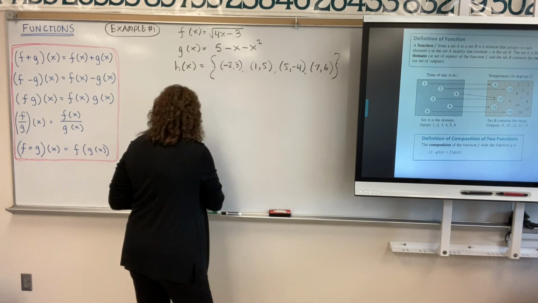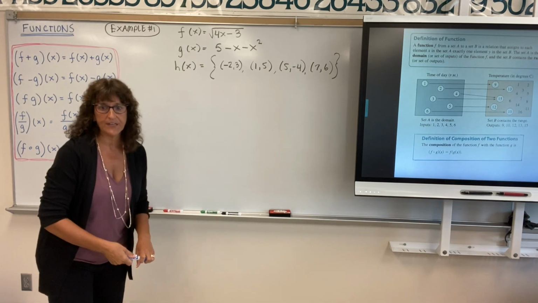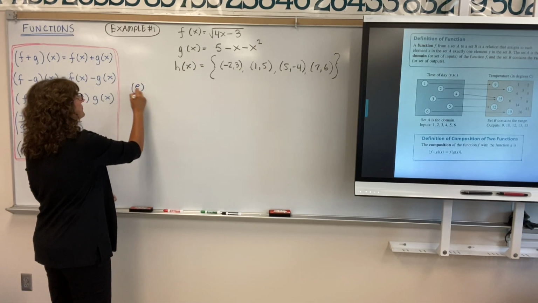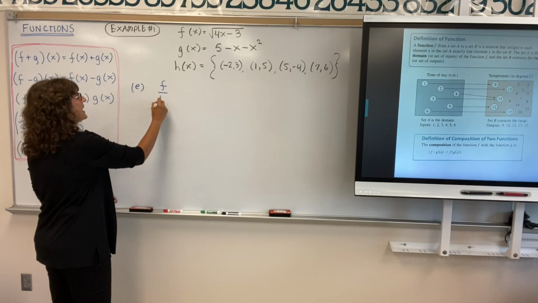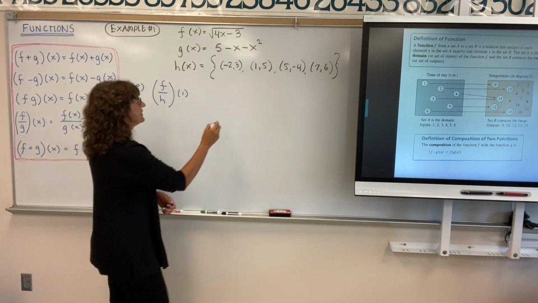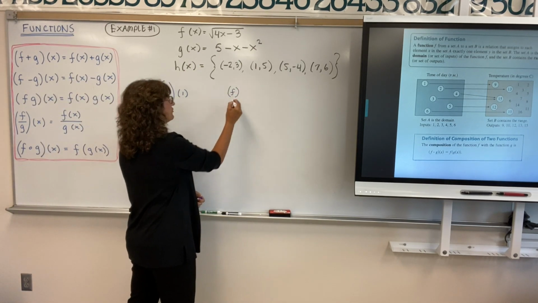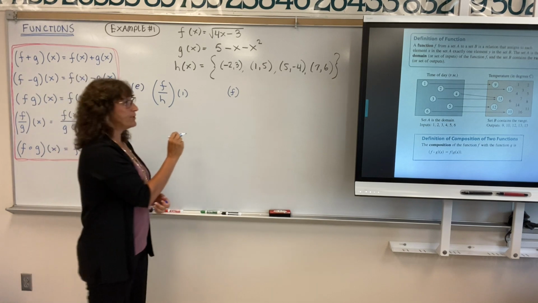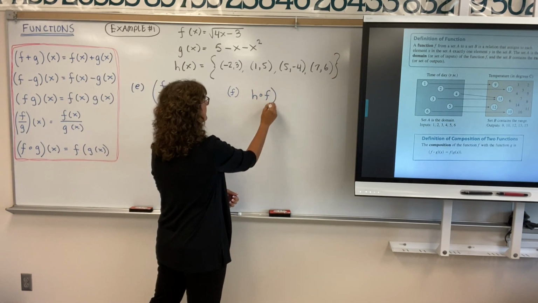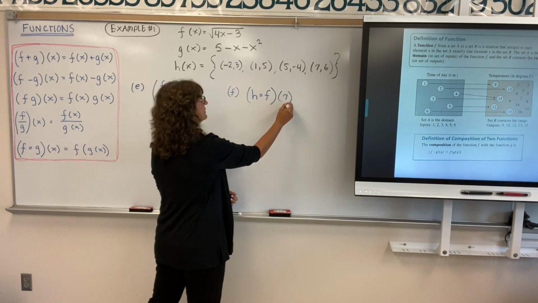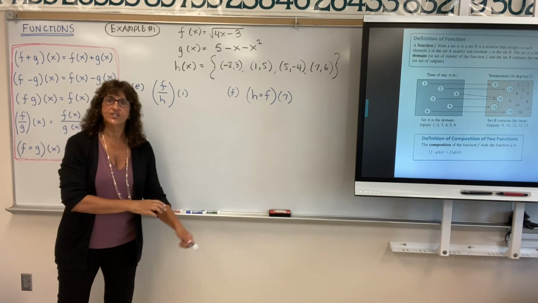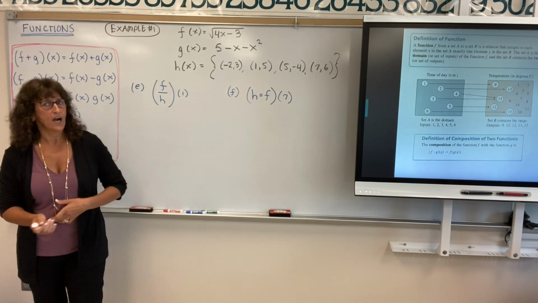So division first, the division example, letter E: f over h of 1. In our letter F example, let's do a composition: h composed with f of 7. So let's take a look at these operations. We have a division and we have a composition.